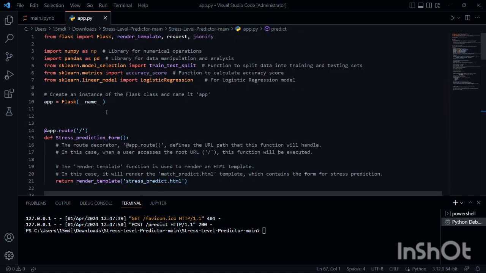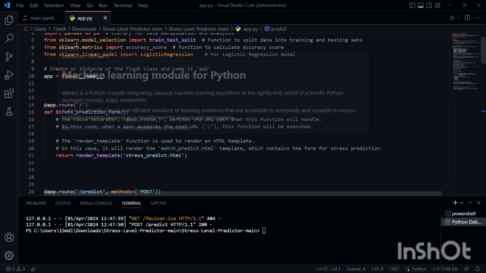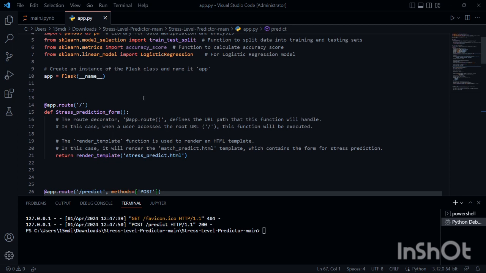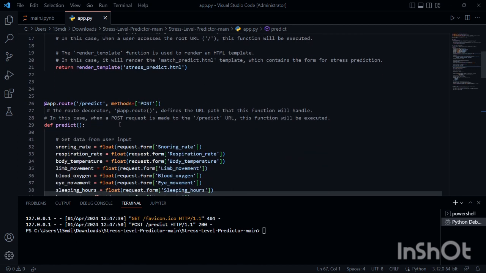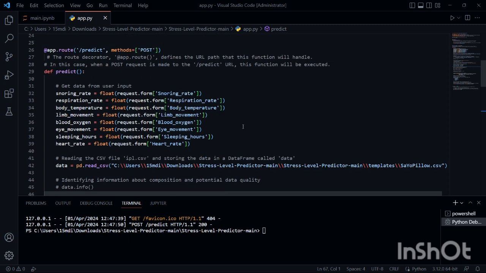Now we get into the Python main file. From here, we have to import Flask. We're using Flask in this project, and import NumPy and Pandas. And from scikit-learn, we import model selection, metrics and linear models, such as logistic regression. When a POST request is made, we get the data from the user input: the snoring rate, respiration rate, body temperature, limb movement, blood oxygen, eye movement, sleeping hours, and heart rate. These values must be floats.